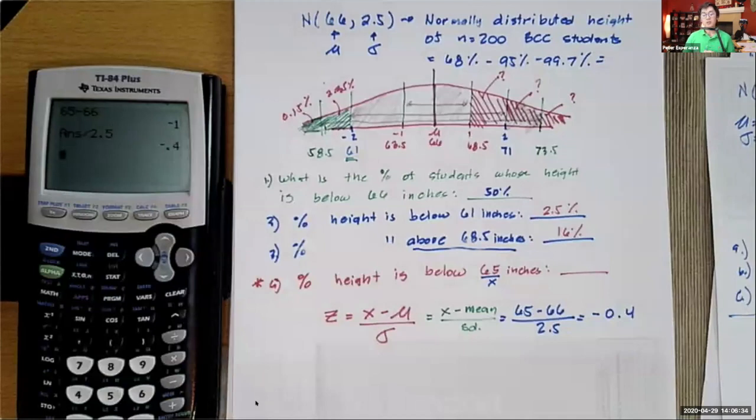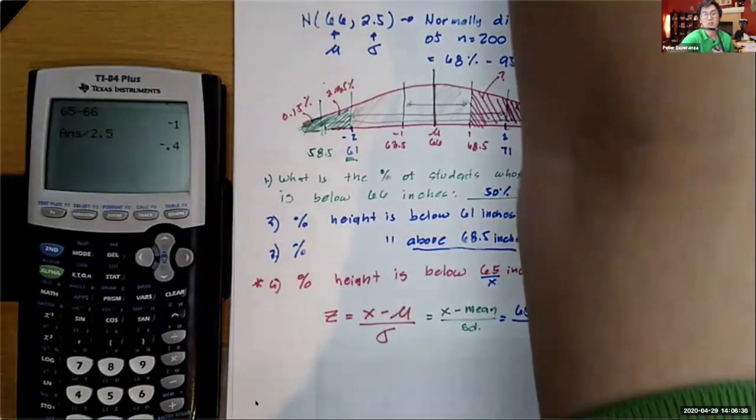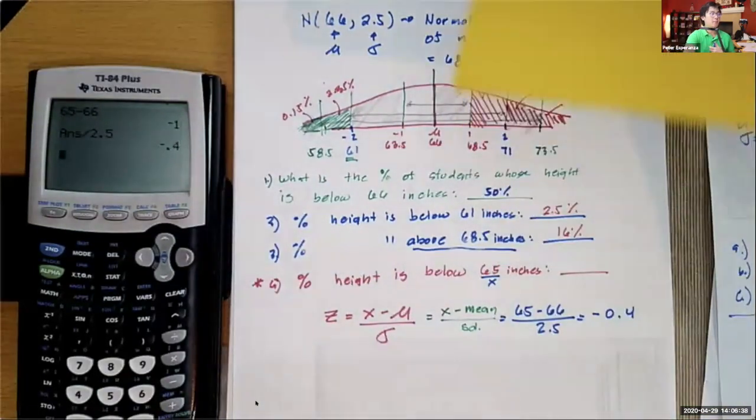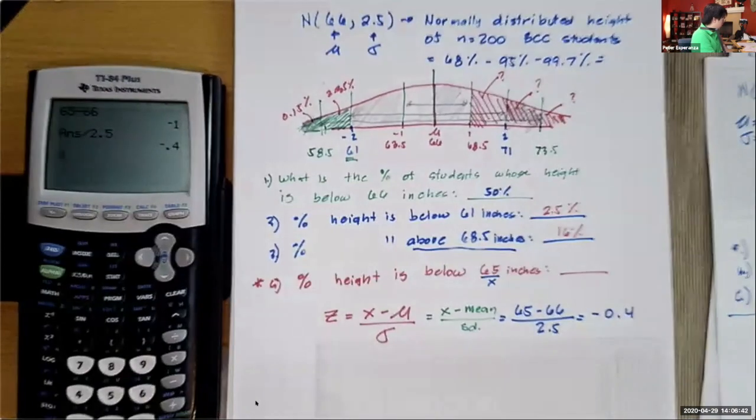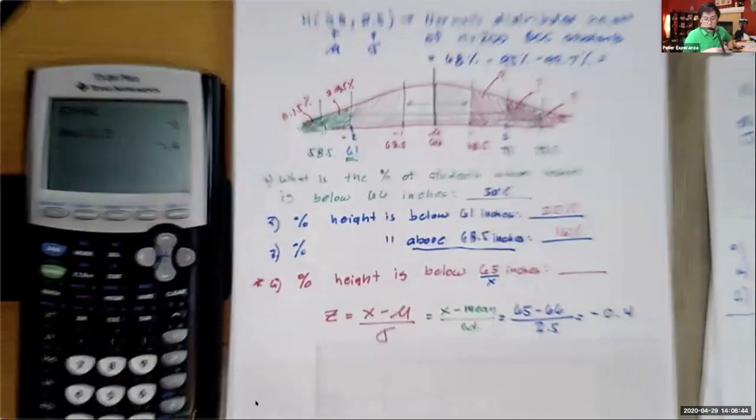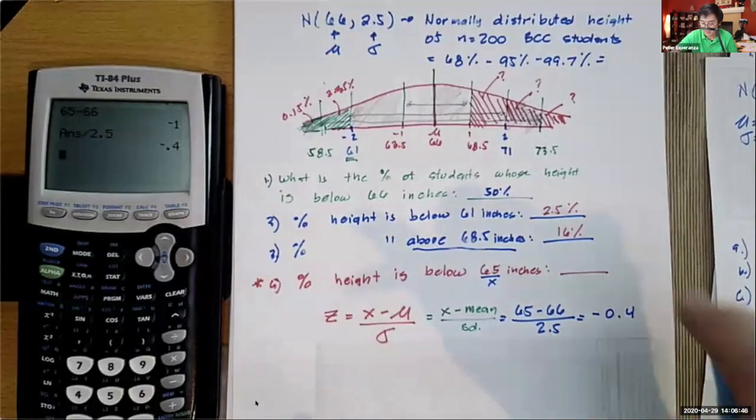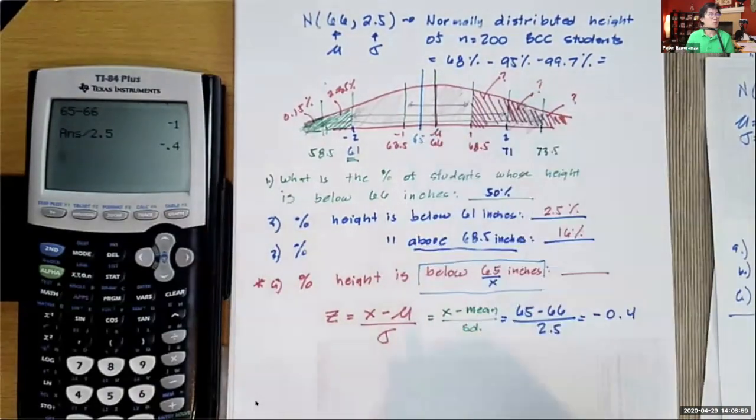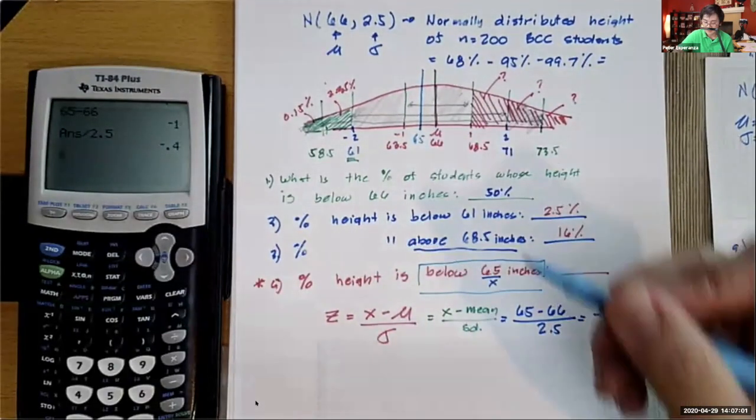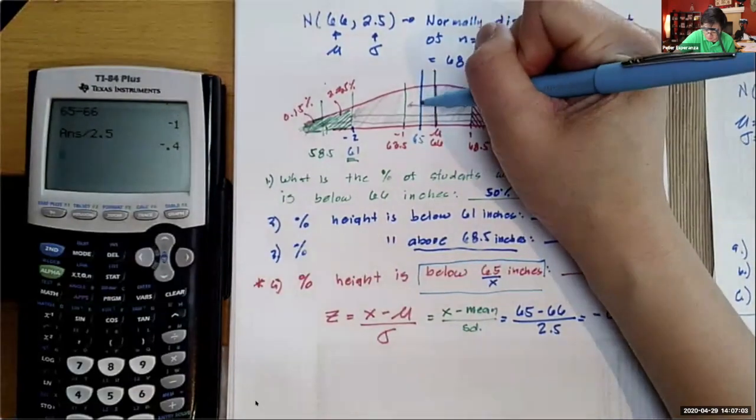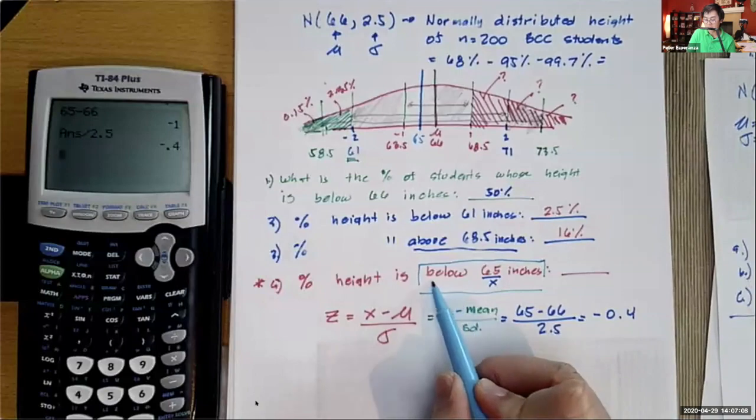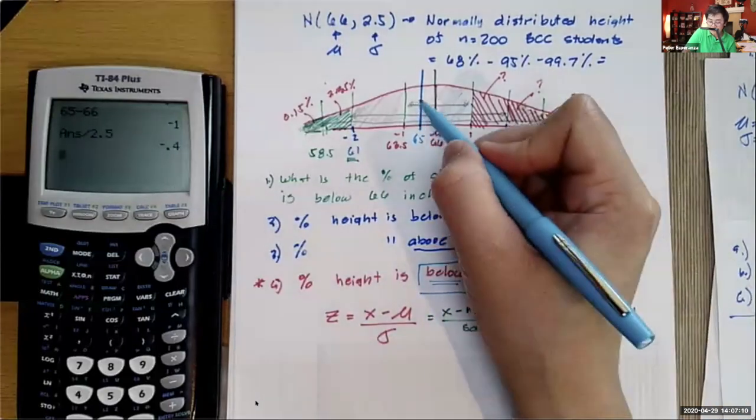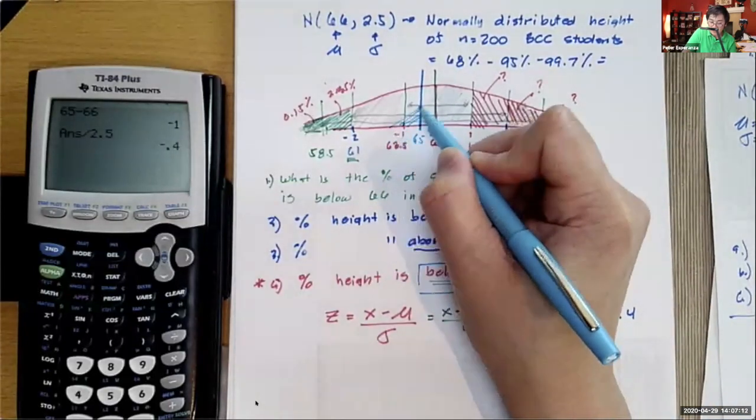We're going to be using our z-table so that it will make sense. But before that, let's make it a little bit more visual. I'm going to draw around here. 65 inches is probably somewhere there. This is our 65 inches. And we're looking for the percentage below 65 inches. So that means this area under the curve.